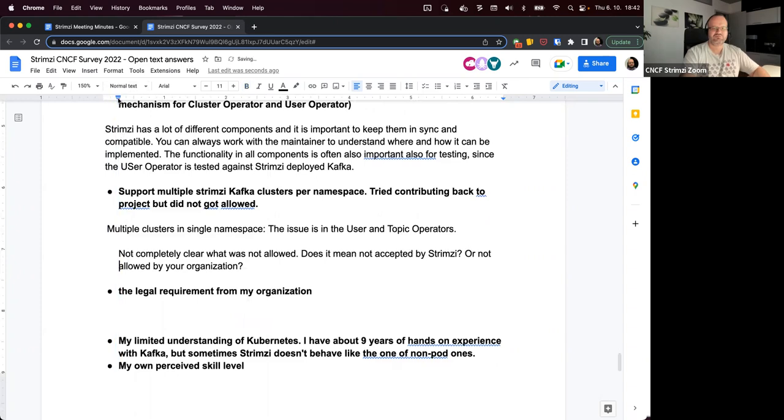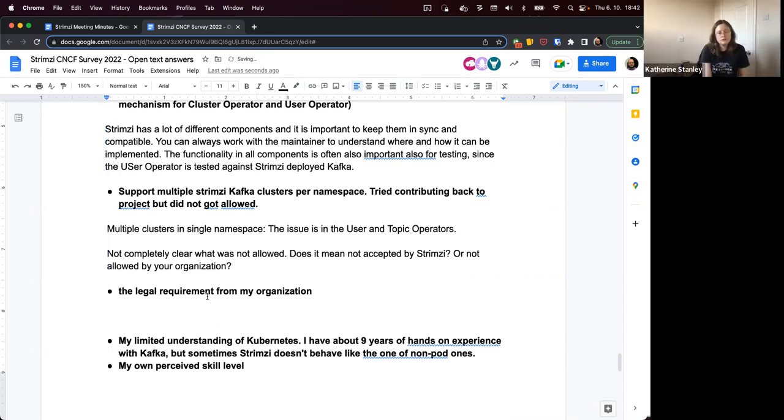Does it make sense? Yeah. I guess it's worth noting for people that you can have multiple clusters in the same namespace. But as you say, if you start using the user or topic operator, that's where it gets complicated.